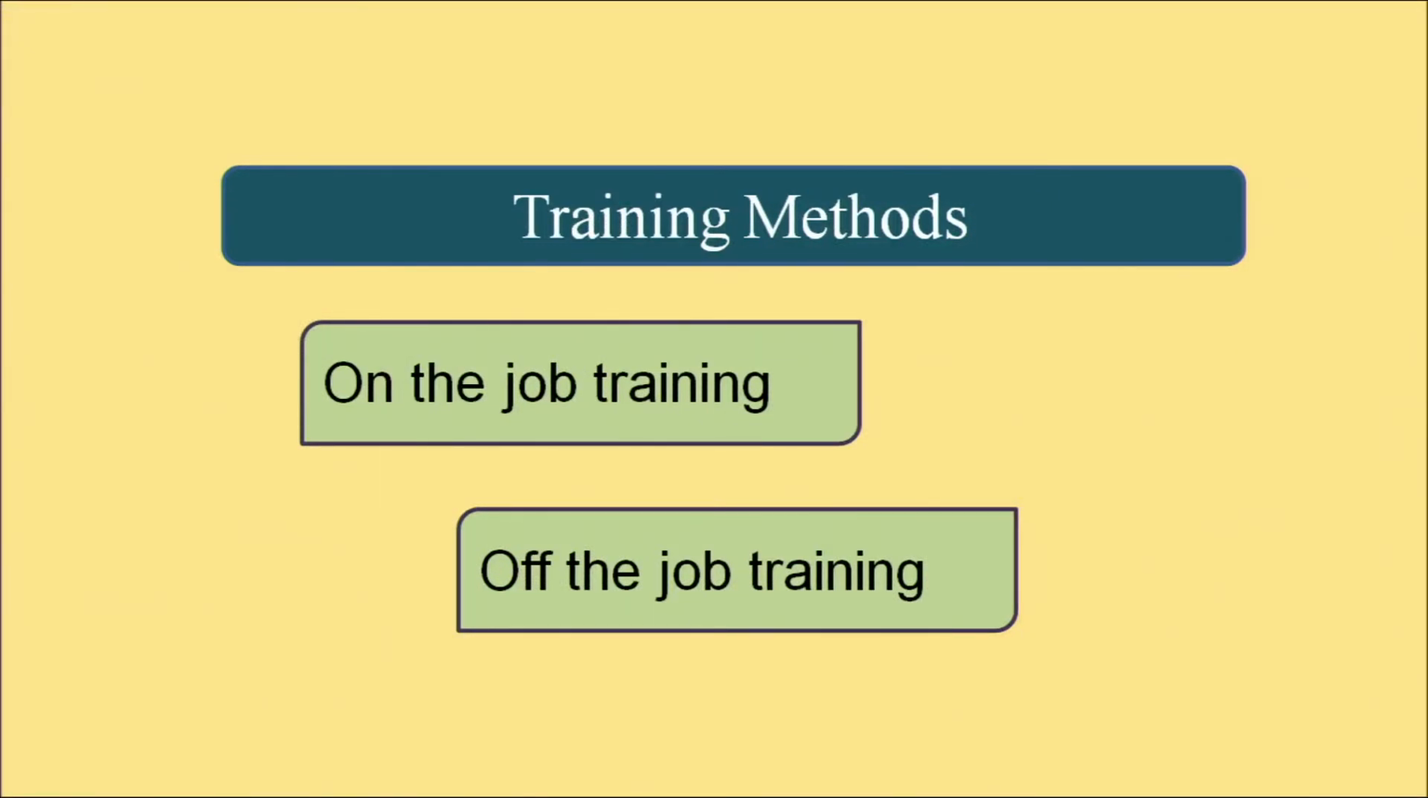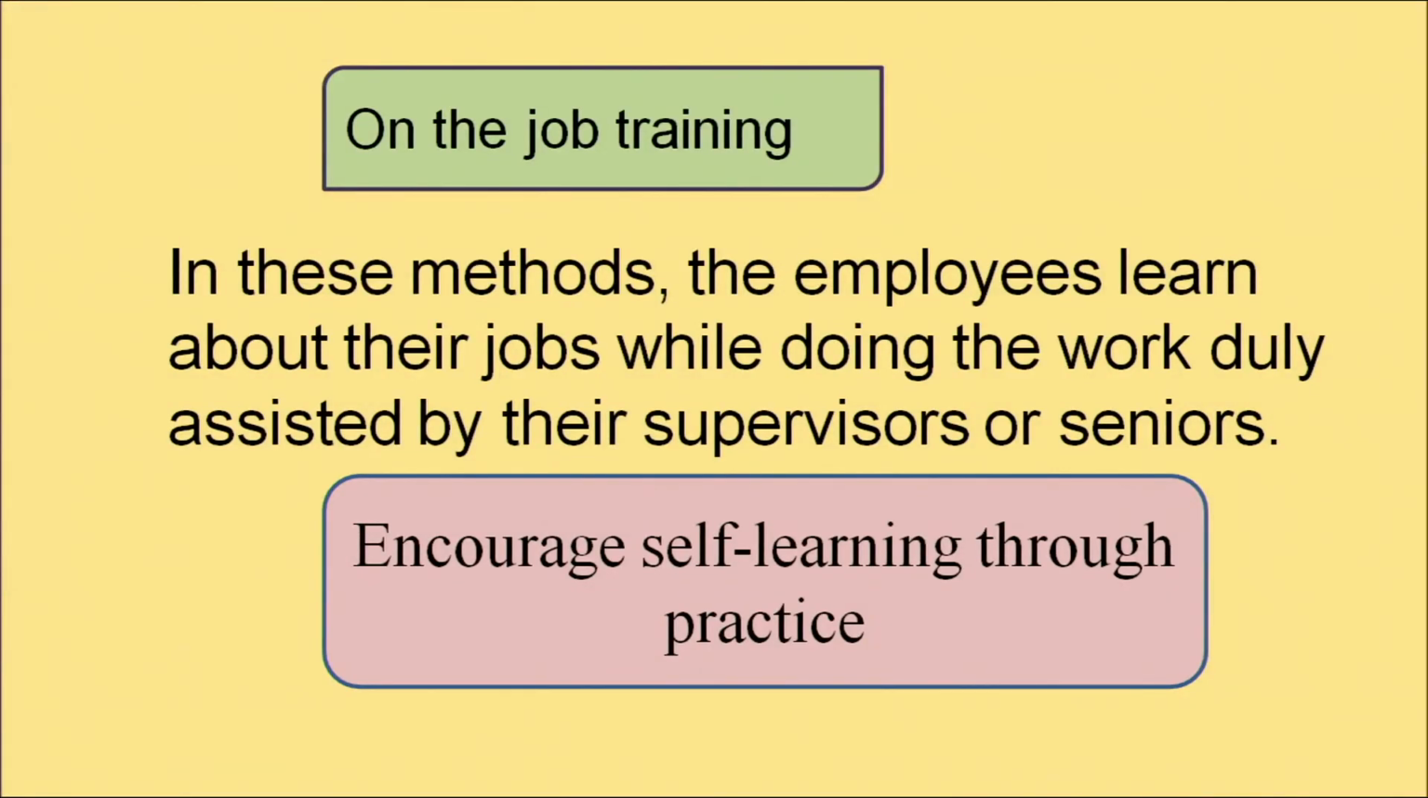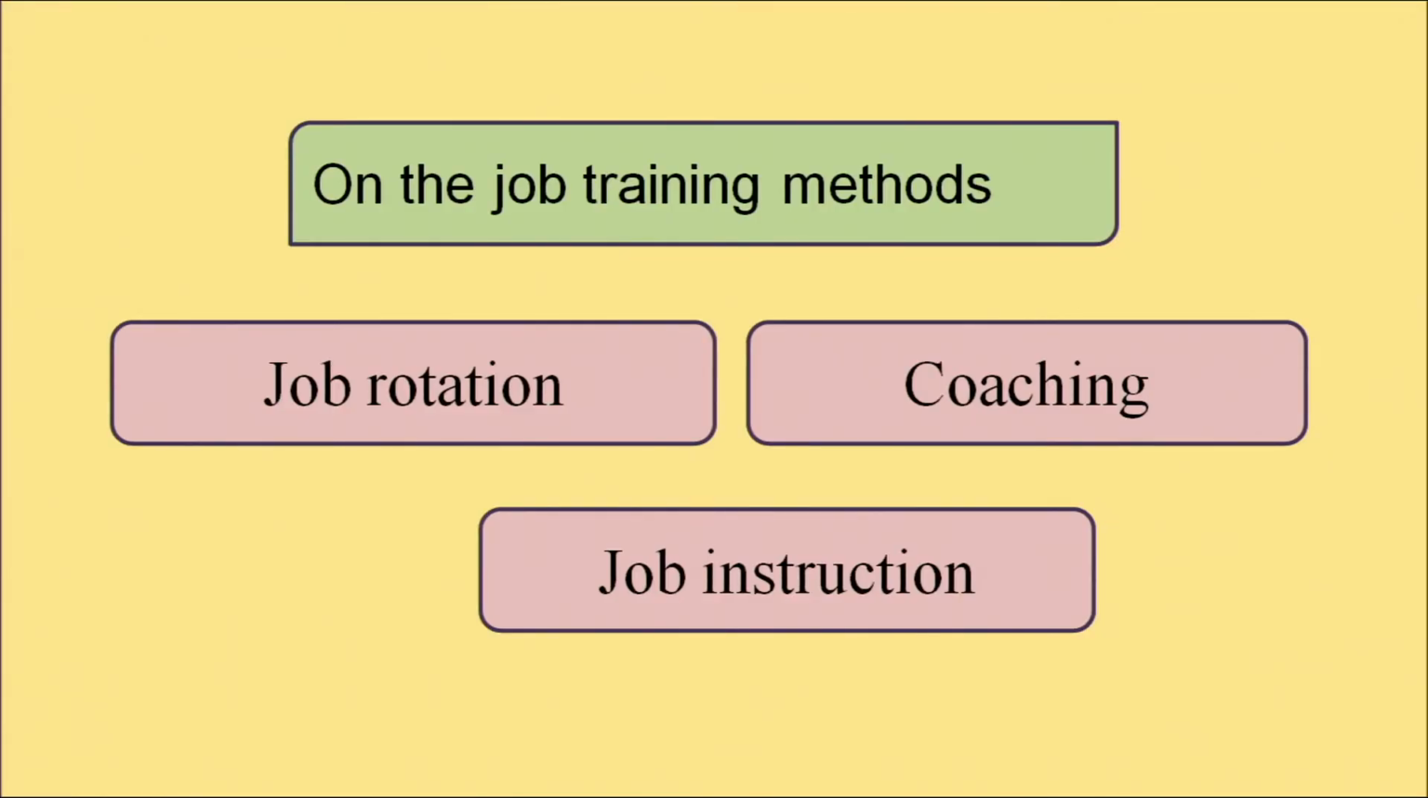Let's move on to the next topic, the training methods. There are two methods of training. Number one is on-the-job training. Number two is off-the-job training. On-the-job training is a method in which employees learn about their jobs while doing the work, duly assisted by their supervisors or seniors. It encourages self-learning through practice. So on the job, basically, it is training given at their actual workplace. On-the-job training involves methods like job rotation, coaching, and job instruction.